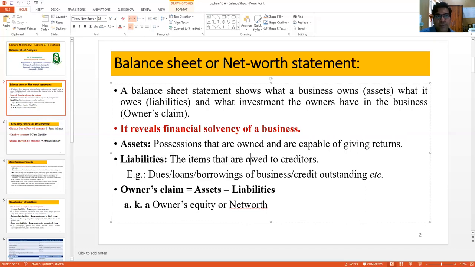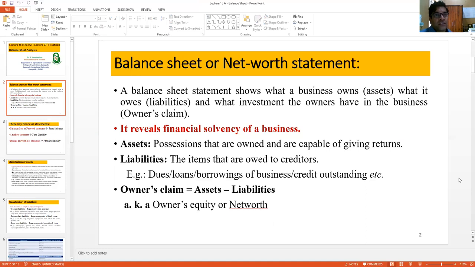So for the tractor, the farmer has got only the right to use, not the right to own. Why? Because he has purchased that tractor with a loan of 15 lakh. Unless the loan is repaid, the farmer is not in a position to enjoy the ownership of the tractor, right? So we can say dues, loans, borrowings of business, all are under liabilities. Then owner's claim, which is also known as owner's equity or net worth, is nothing but assets minus liabilities.